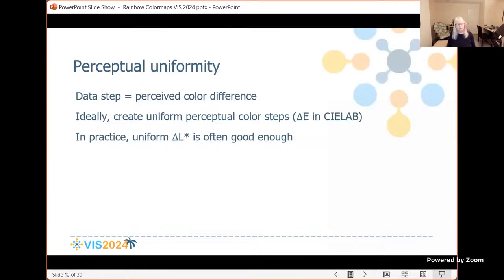Perceptual uniformity. A data step equals a perceived color difference. So ideally, you could use a delta E value in CIE lab to create uniform perceptual steps along your color map. But in practice, uniform delta L star gets you most of the way. And this is from research of Colin, and it actually makes sense if you understand the importance of luminance for understanding shape and detail.